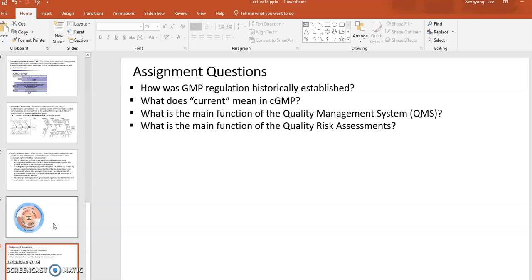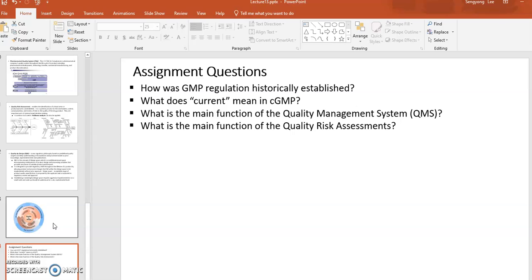1978. Okay, so what does the current mean in CGMP? Of course, things are evolving. Technology, science, regulation, a lot of things have been changed. So your CGMP is also evolving. So it's your responsibility to identify what the most current regulation is, and you have to follow that. That's what it means, right?